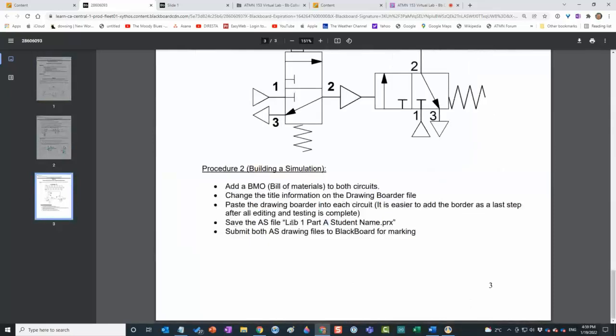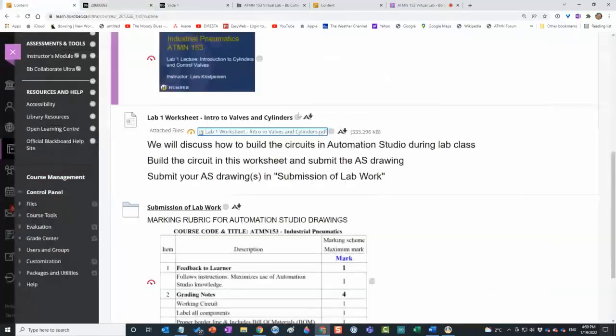Procedure: save files as Lab A Part A and then Lab A Part B, and then submit your Automation Studio drawing for marking. There's a step called paste the drawing border into each circuit. There's a video on how to do that, and I will show you where that is right now.